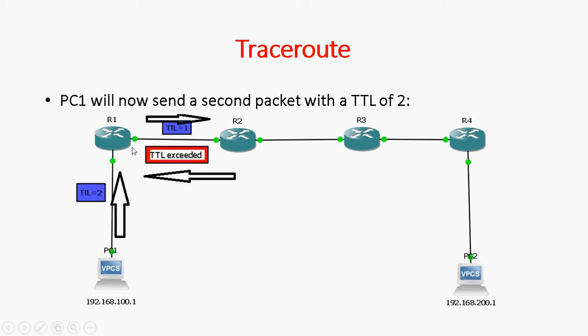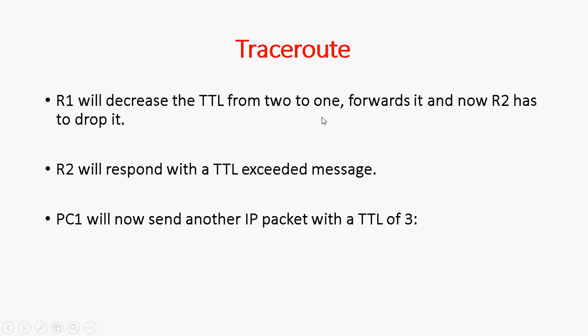So next, PC1 tries to send an IP packet with a TTL value of 2. Now the IP packet is received by the R1 router, and it forwards to R2. So before forwarding to R2 it will reduce by 1. Now the TTL value is 1, and it is sent to the R2 router. So the R2 router tries to send to R3. So before sending it will reduce by 1. So now the TTL value is 0. So the R2 router drops it right away, and it will send a time exceeded message to R1. R2 will respond with a TTL exceeded message.